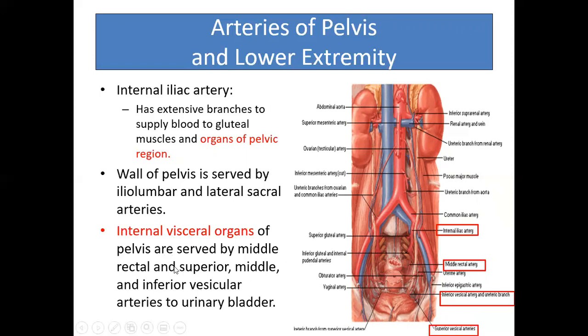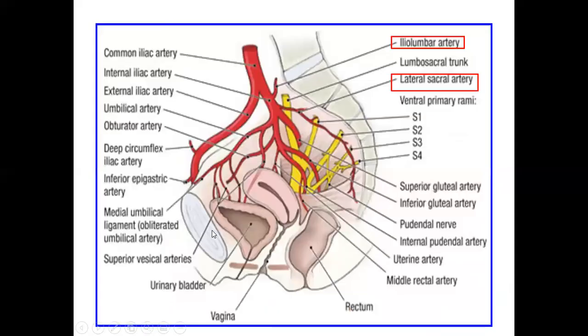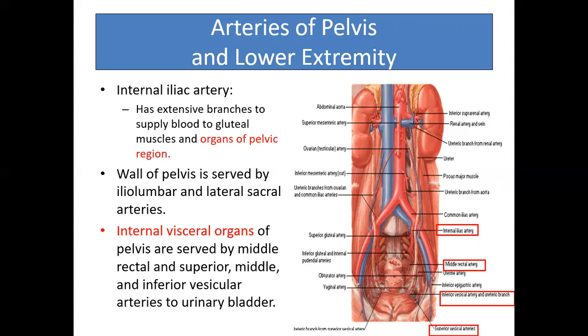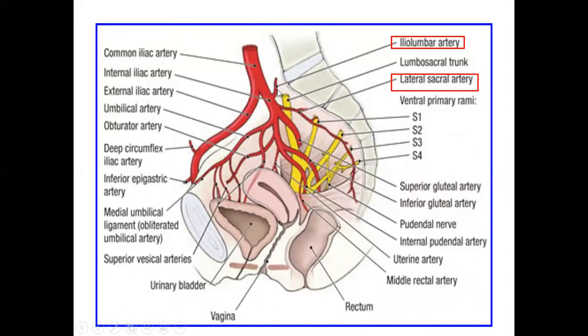We have other arteries that also arise from the internal iliac artery. For example, here we have the superior, middle, and inferior vesical arteries. If you see from this picture, we have the inferior vesical artery that supplies the internal visceral organs in the pelvic cavity. This picture is just to show you the iliolumbar artery.